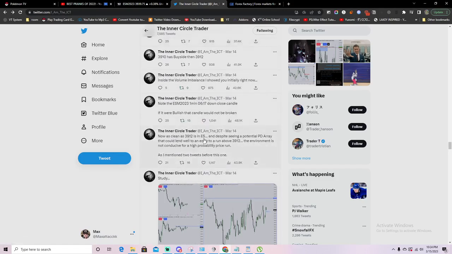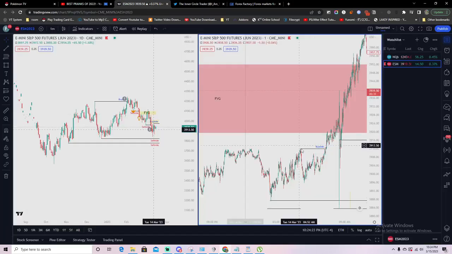"Now, as clean as 3912 is in ES, and despite seeing a potential PD array that could lend well to an entry to run above 3912, the environment is not conducive for a high probability price run, as I mentioned 2 tweets before this." So, bing bada boom.